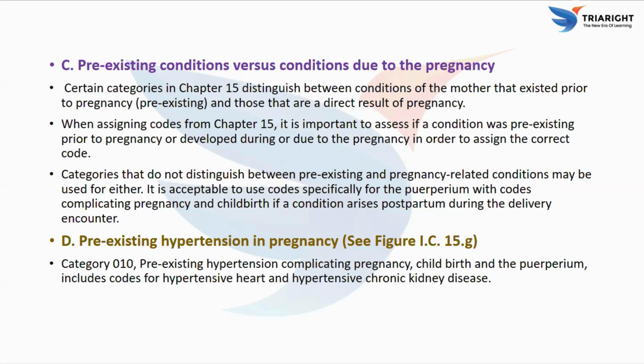A pre-existing condition is a condition the mother already had before she became pregnant. Examples are diabetes, hypertension, epilepsy, thyroid disorders. These conditions can affect the pregnancy, so special codes are used to show it is pre-existing.